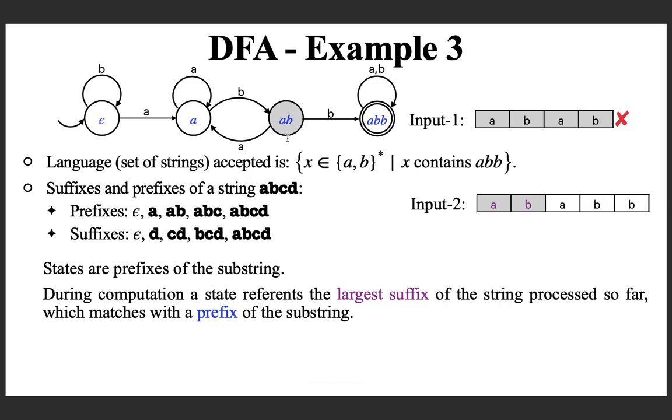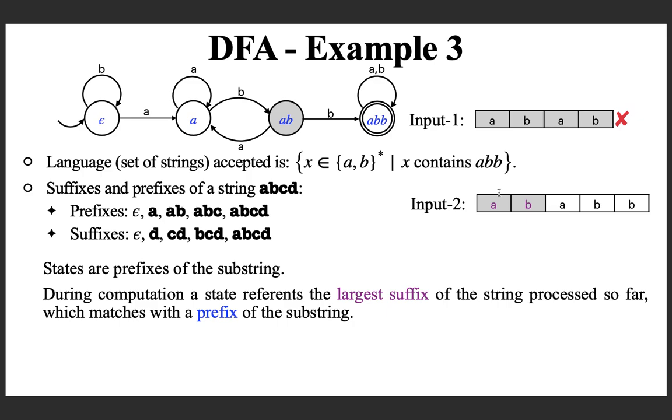Now, consider the state where you have processed AB. Processed AB means you are here: A, B, you are here. Now, what is AB? AB is actually the largest suffix of the processed string. So, the largest suffix is AB itself, which is also a prefix of ABB. So, the largest suffix of the string processed so far, which is a prefix, is what the state is.